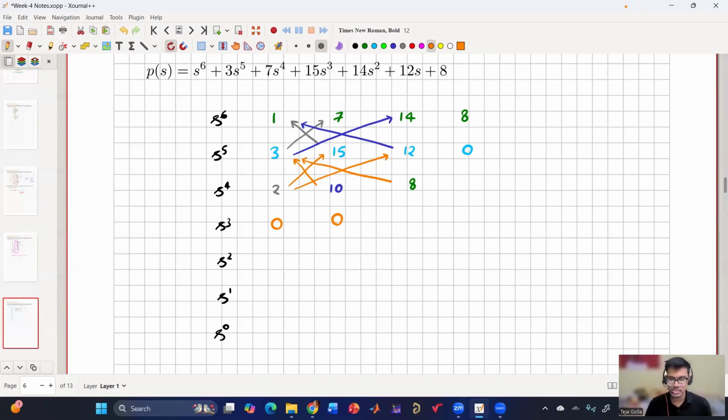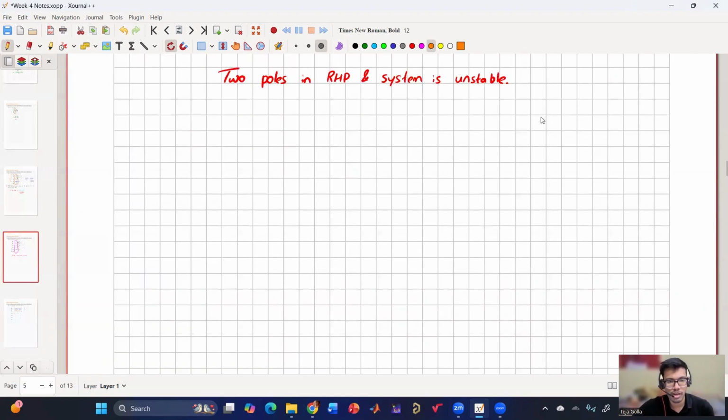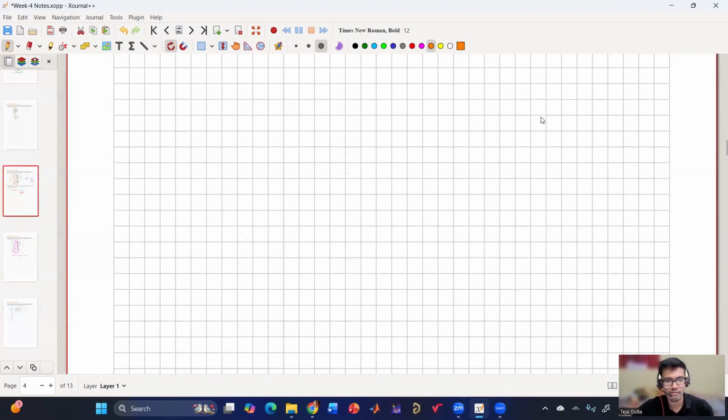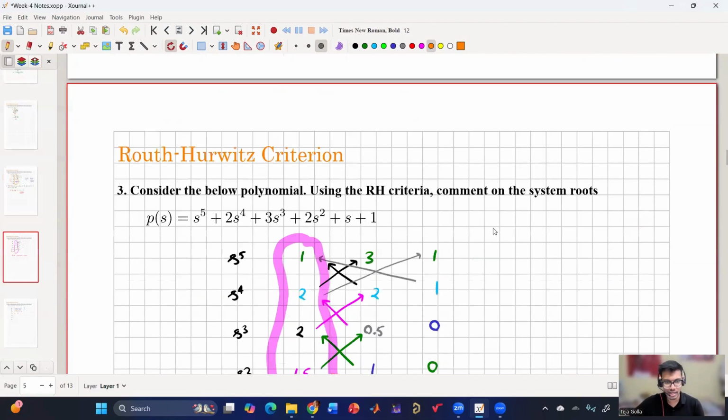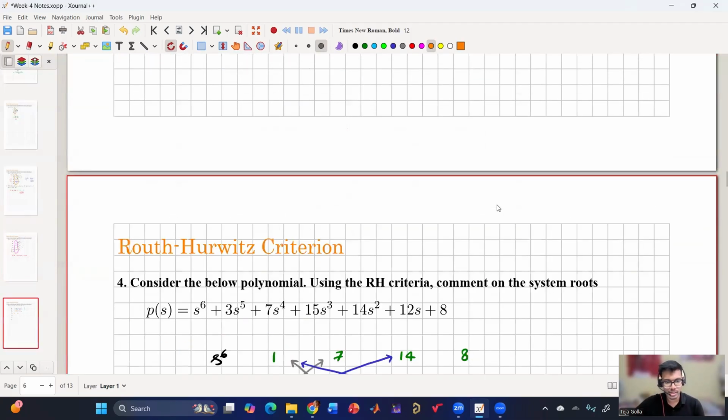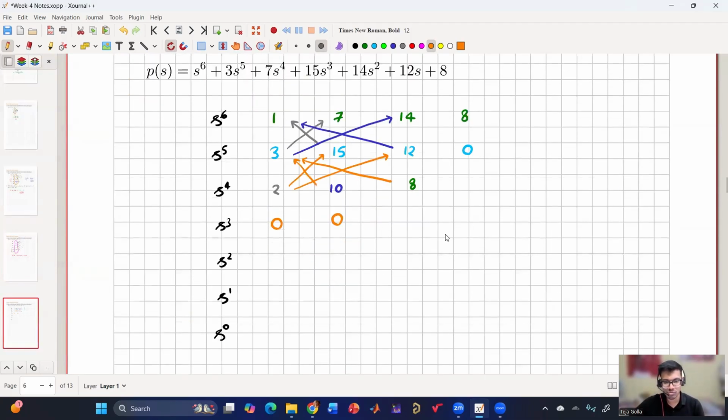So this is slightly different from the condition we faced in the previous problem. In that problem, only one element was 0 in the entire row, and that was the first element. If it is a middle element there is no issue as of now, but if the first element becomes 0, we replace it by epsilon and proceed further. But here we have the entire row to be 0. So in this case, we go to the polynomial that is above.